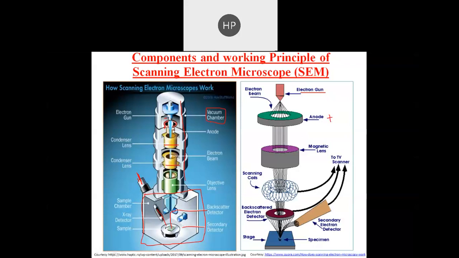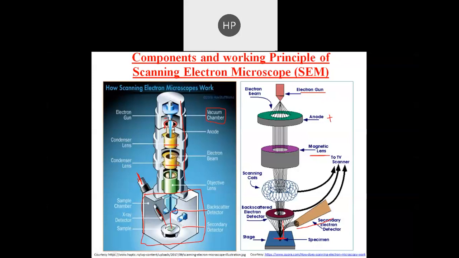Now all those electron beams are condensed by this magnetic lens, and then we have a scanning coil to focus it, and then it is focused onto the specimen. From that, some electrons are generated, the backscattered electrons, and those will be detected over here.